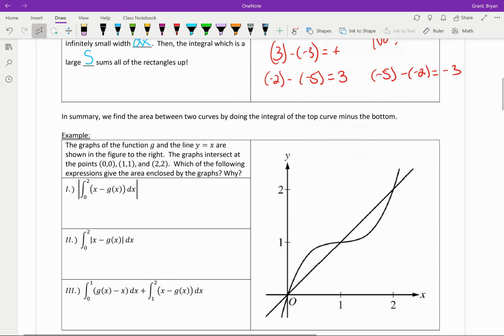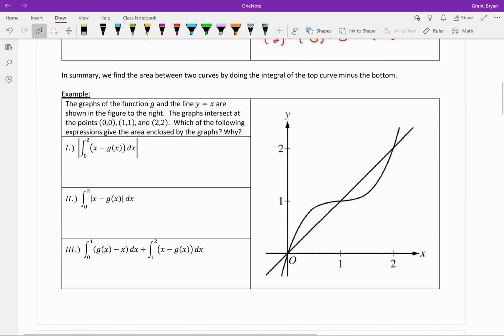Here we go. In summary, we find the area between two curves by doing the integral of the top curve minus the integral of the bottom. So I have a quick example here, and I'd like you guys again to pause my wonderfully soothing voice and see if you can figure out this example. Now, it says, which of the following expressions gives the area enclosed? And as a hint, there might be more than one right answer. In fact, there is more than one right answer. So go ahead and pause me, think about it, and once you think you have the answer or answers, unpause me and I'll take you through it.